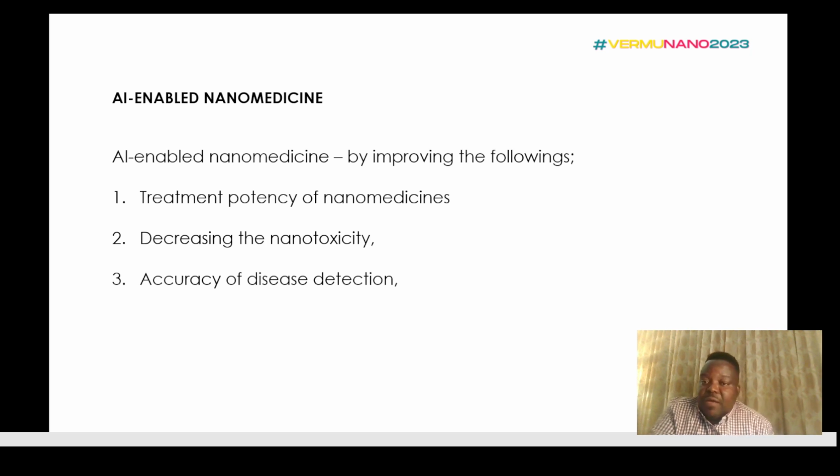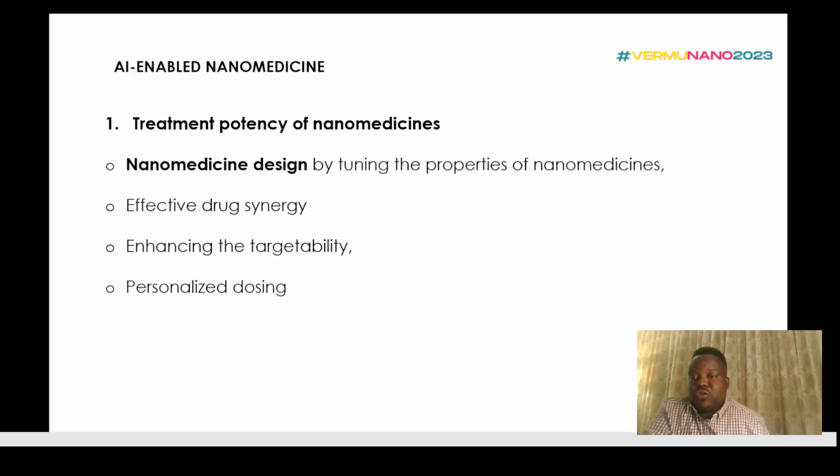For AI-enabled nanomedicines, some of the key areas of AI's contribution are improving the potency of nanomedicines, decreasing the toxicity, and accurate disease detection. These are some of the areas where we are seeing impact from the combination, or the convergence, of the technologies.